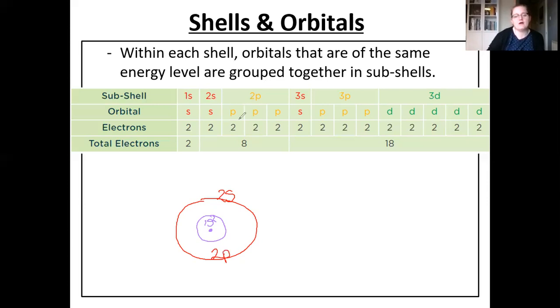So rather than having px, py, pz, we can just say 2p. So 2p can hold a total of 6 electrons. 2s can hold a total of 2 electrons. So together, energy shell 2 can hold a total of 8 electrons.